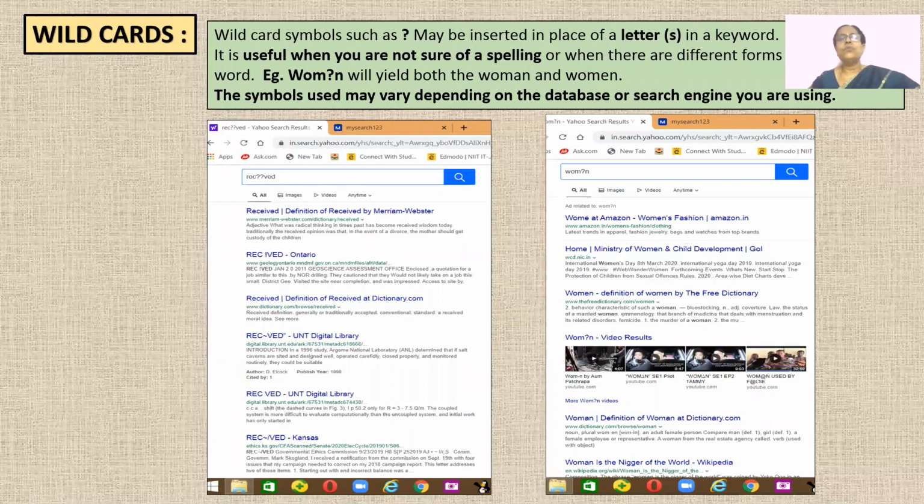You have wildcards. We actually have 2 wildcards, which are the asterisk and the question mark. Here I've used a wildcard symbol, which is a question mark. When you are not sure of the spelling, what you would do is use a question mark in between.